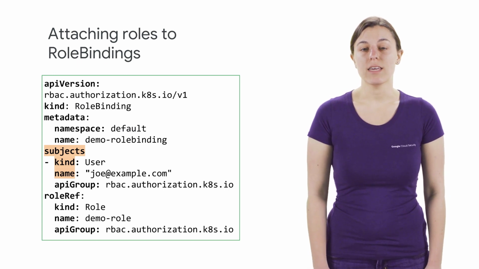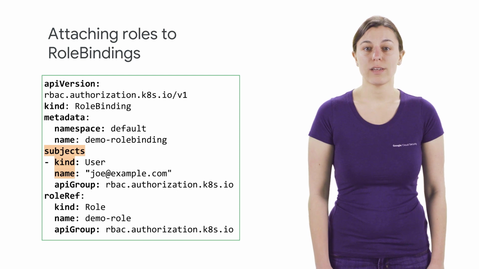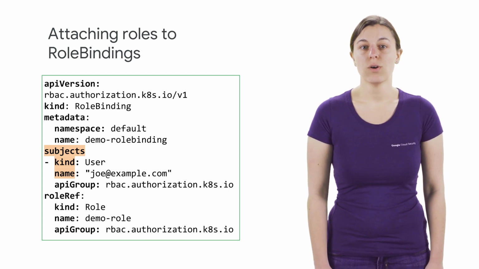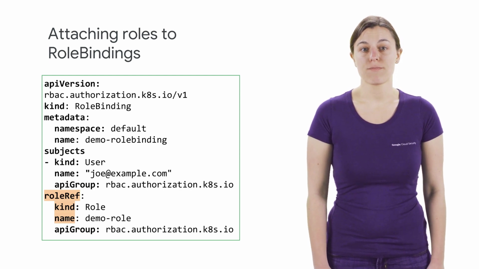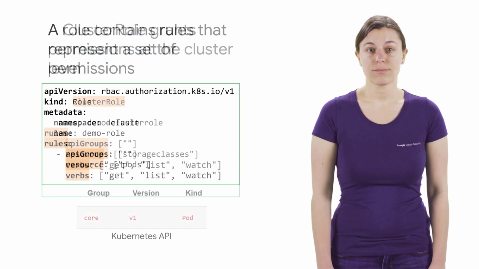With RBAC and GKE, the type of account that you can control access for is either a Google account, a GCP service account, or a Kubernetes service account, and they are identified using an email address. You bind a role to subjects in the role binding using role ref by defining the role kind and the role name. A role binding can refer to roles or cluster roles. If a cluster role is bound in a role binding, it only grants permissions to the resources of the particular namespaces defined for the role binding, and not to the entire cluster.